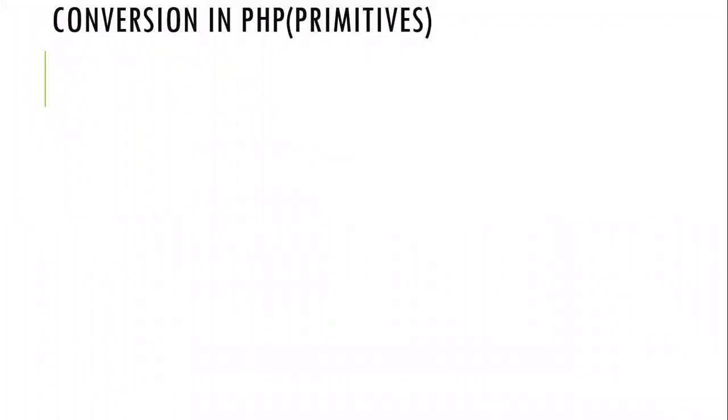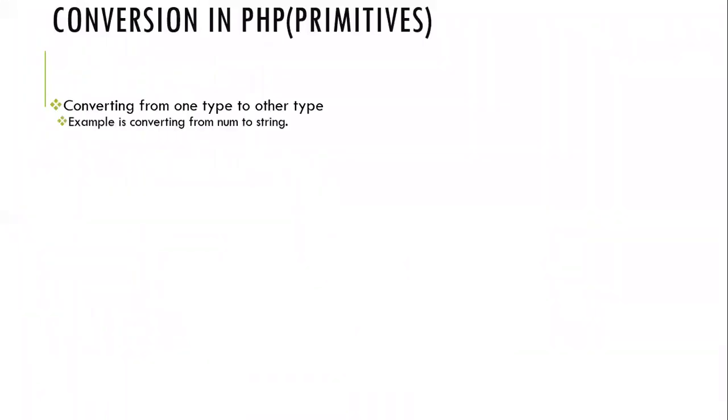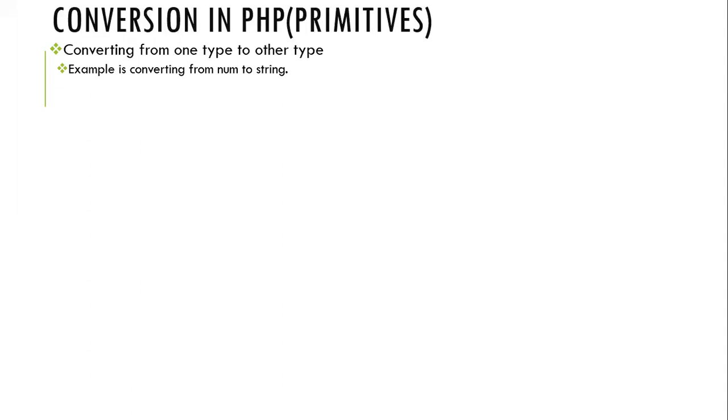Conversion in PHP, how this conversion is taking place. Converting from one type to another type is called converting. An example of converting is converting from integer to number, or number to string. Number is one type and string is a different type, but we are able to convert that one.